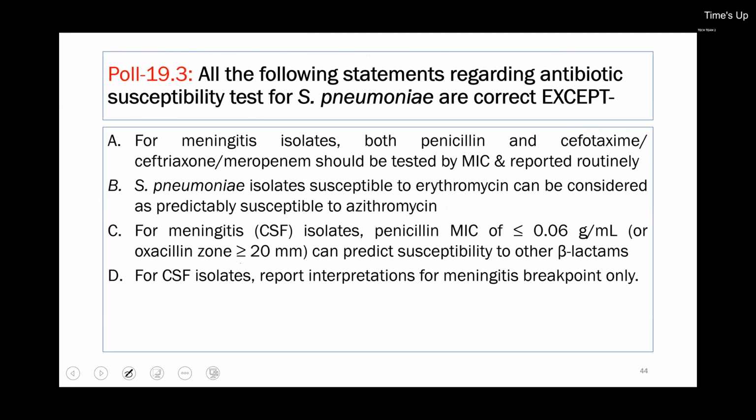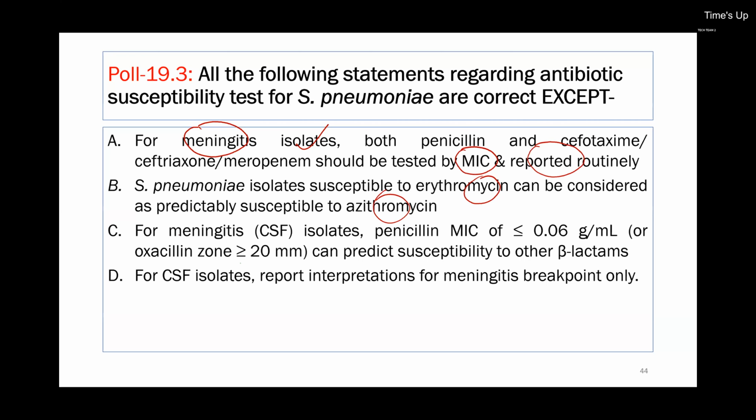A similar question was there for meningitis isolates, like we just now discussed. For meningitis, if you have a penicillin susceptible isolate, you can simply extrapolate it for cefotaxime, ceftriaxone, meropenem; you don't need to test, just predict it. But for meningitis isolates, both penicillin and third generation cephalosporins, carbapenems should be tested by an MIC based method only, and then should be reported. Both the results should be reported. And erythromycin predicts the susceptibility of azithromycin.